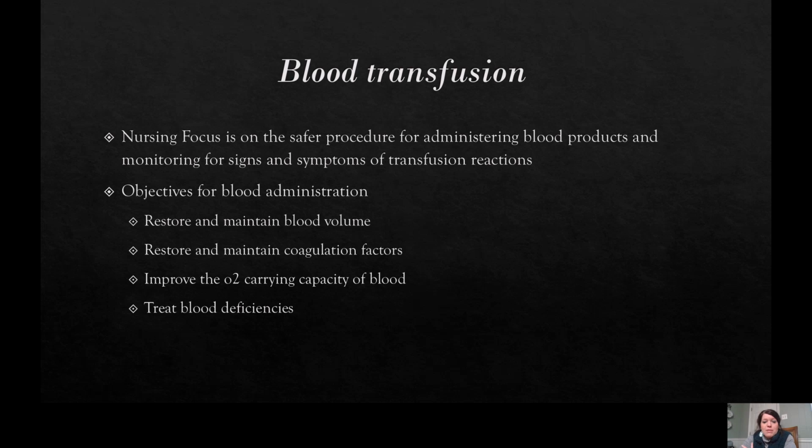So when we give blood administration, our objectives are to restore and maintain blood volume, to restore and maintain coagulation factors, which would be your platelets, to improve the oxygen carrying capacity of the blood, and to treat those blood deficiencies.